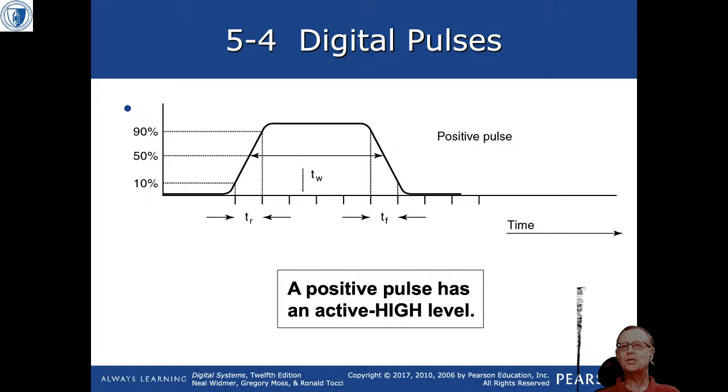The issue I'm dealing with here is we get a transition from low to high and a transition from high to low. And those transitions take time. So the TR is what's called the rise time, and the TF on the other side is called the fall time, right? And then the width is the 50% time in the middle there. The rise time is usually taken from going from 10% of the final value to 90% of the final value, and the fall time similarly is going from 90% of the initial value down to 10% of the initial value.